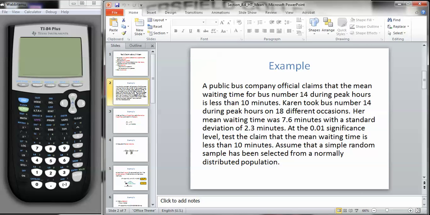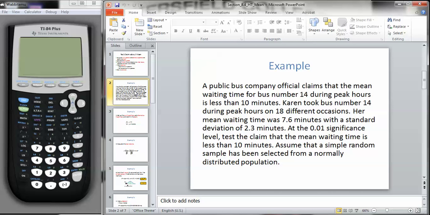So here's our problem. A public bus company official claims that the mean waiting time for bus number 14 during peak hours is less than 10 minutes. Karen took bus number 14 during peak hours on 18 different occasions. Her mean waiting time was 7.6 minutes with a standard deviation of 2.3 minutes. At the 0.01 significance level, test the claim that the mean waiting time is less than 10 minutes. Assume that a simple random sample has been selected from a normally distributed population.